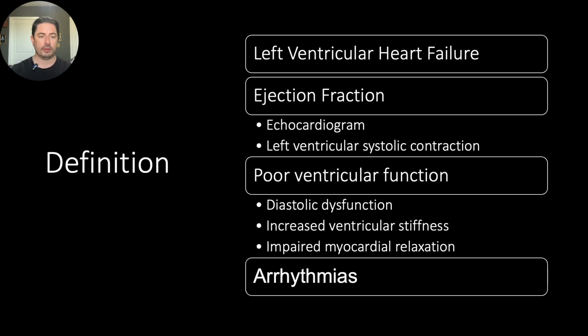Other causes of a poor EF would be arrhythmias. So if you have ventricles that are not contracting on time with the atria, then that would lead to a misflow of what's happening, and that would lead to a decrease in that ventricular function.